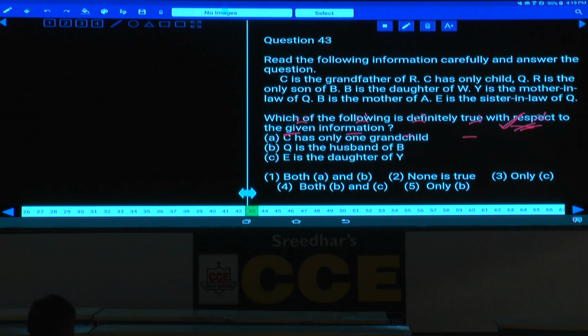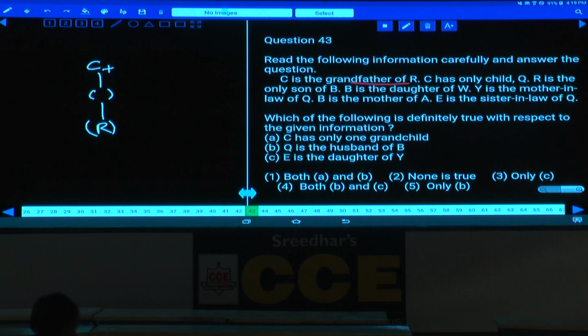Then question number 43 onwards. Now 43 to 46. These questions are based on blood relations. Now C is the grandfather of R. As C is the grandfather of R, tell me how to represent this one. That means C's child's child is R, and the gender of this R is not known. C has only one child. One child, who is that person? That person is none other than Q.